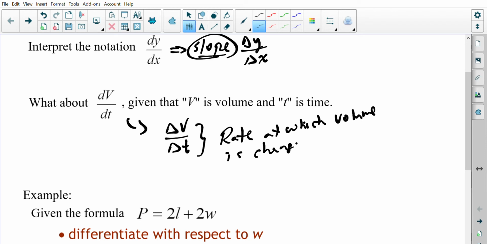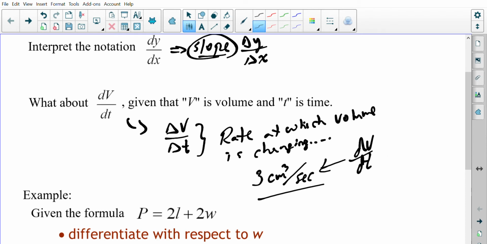So if you were reading a problem, you'd be looking for something along the lines of the volume is changing at 3 cubic centimeters, that's volume, per second. That would be an example of a dV over dt, change in volume with respect to time changing.